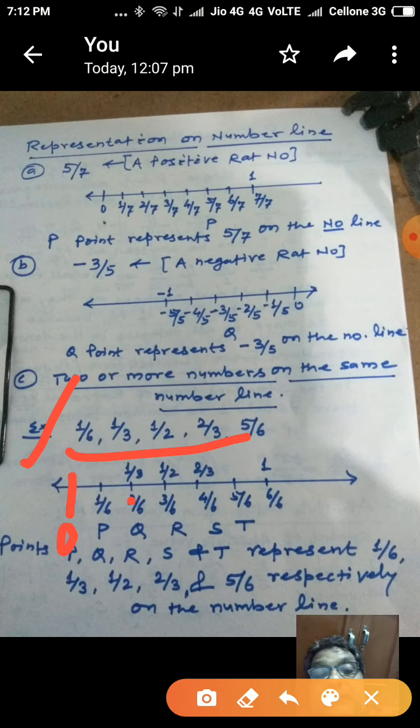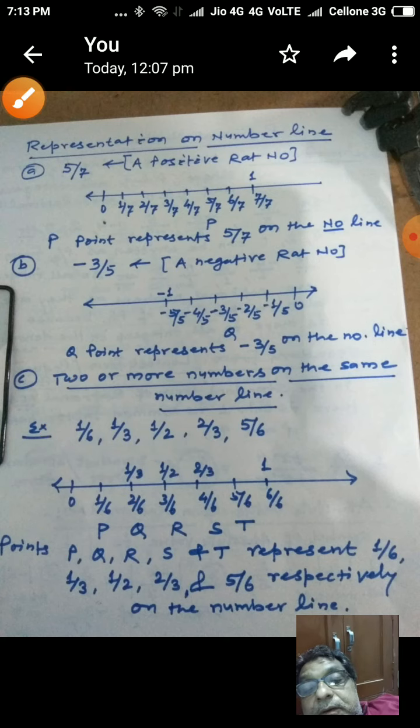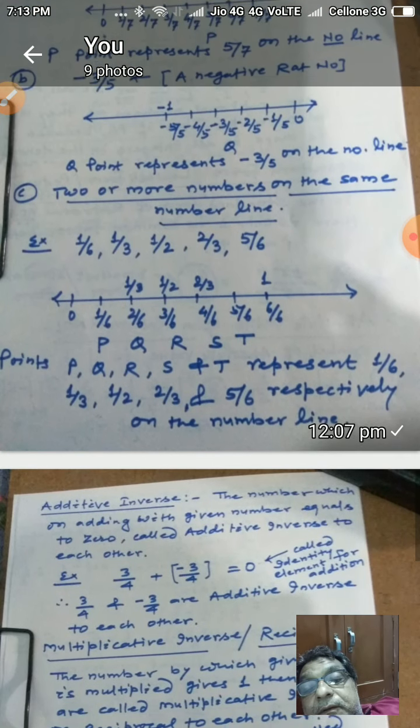Now we will give names to these places. Since we have to represent many numbers, we will give names say P, Q, R, S and T, and lastly we will write in statement form that points P, Q, R, S and T respectively represent the numbers 1 by 6, 1 by 3, 1 by 2, 2 by 3 and 5 by 6. Okay, so now it is not difficult to represent any number. In this way you can represent the said number.